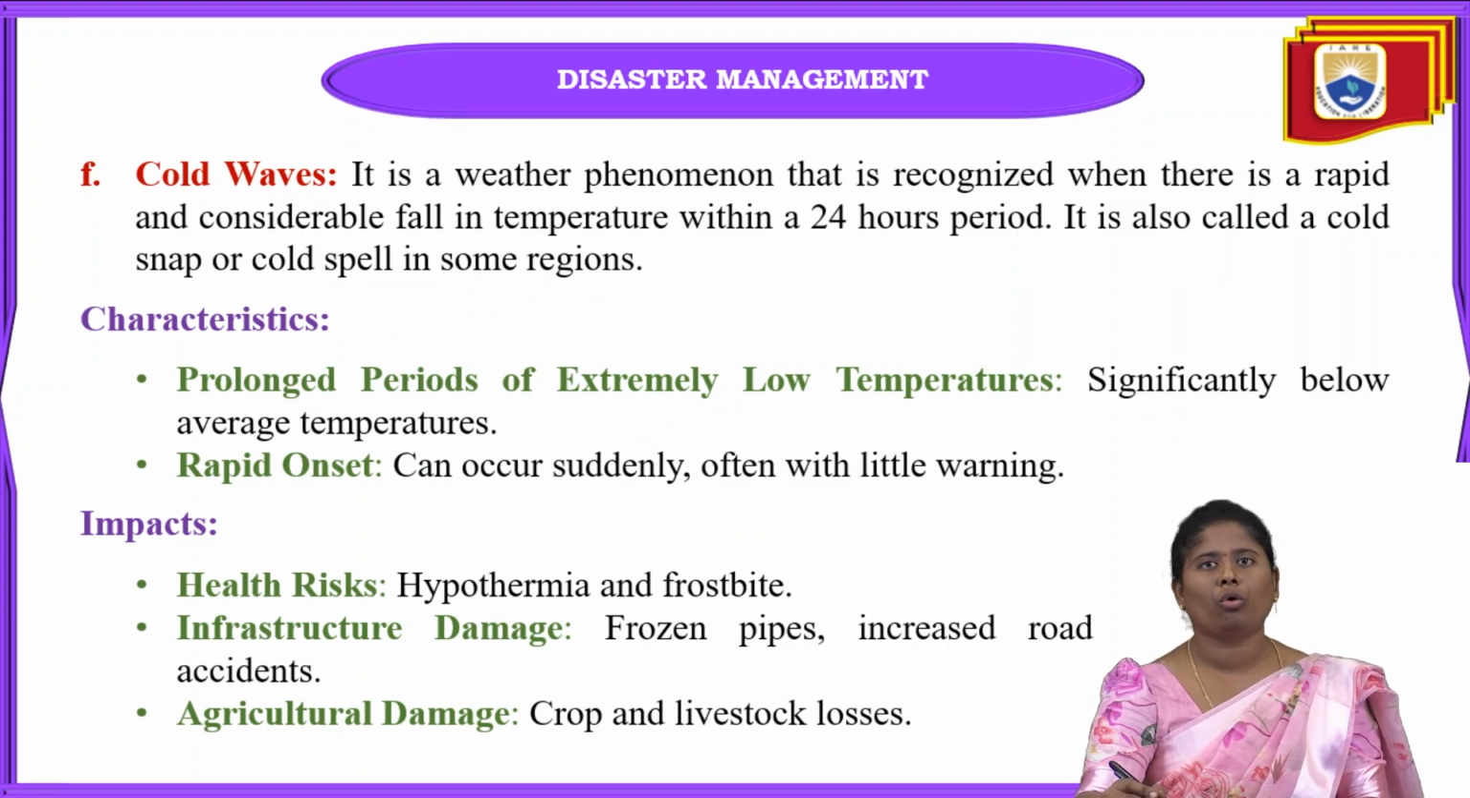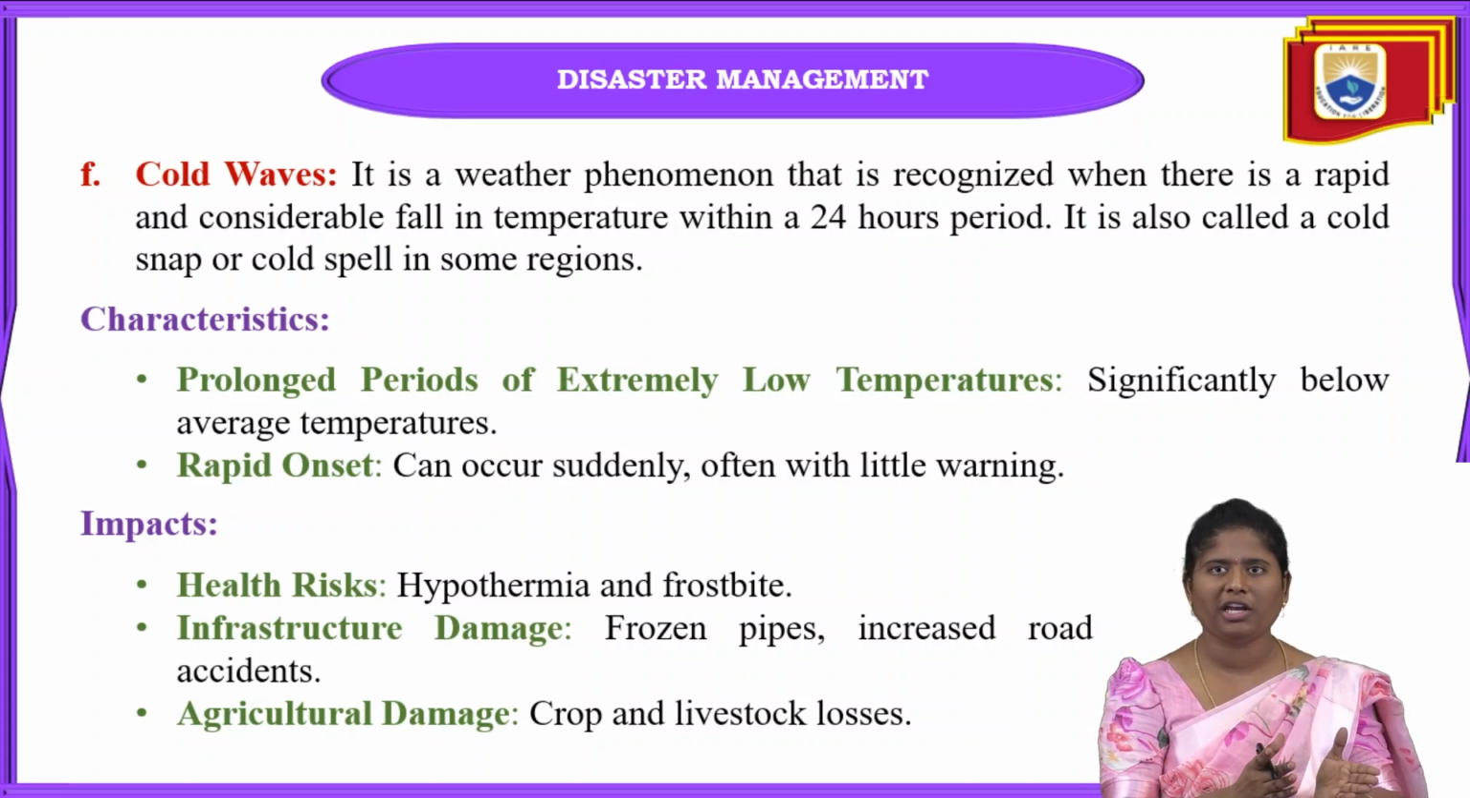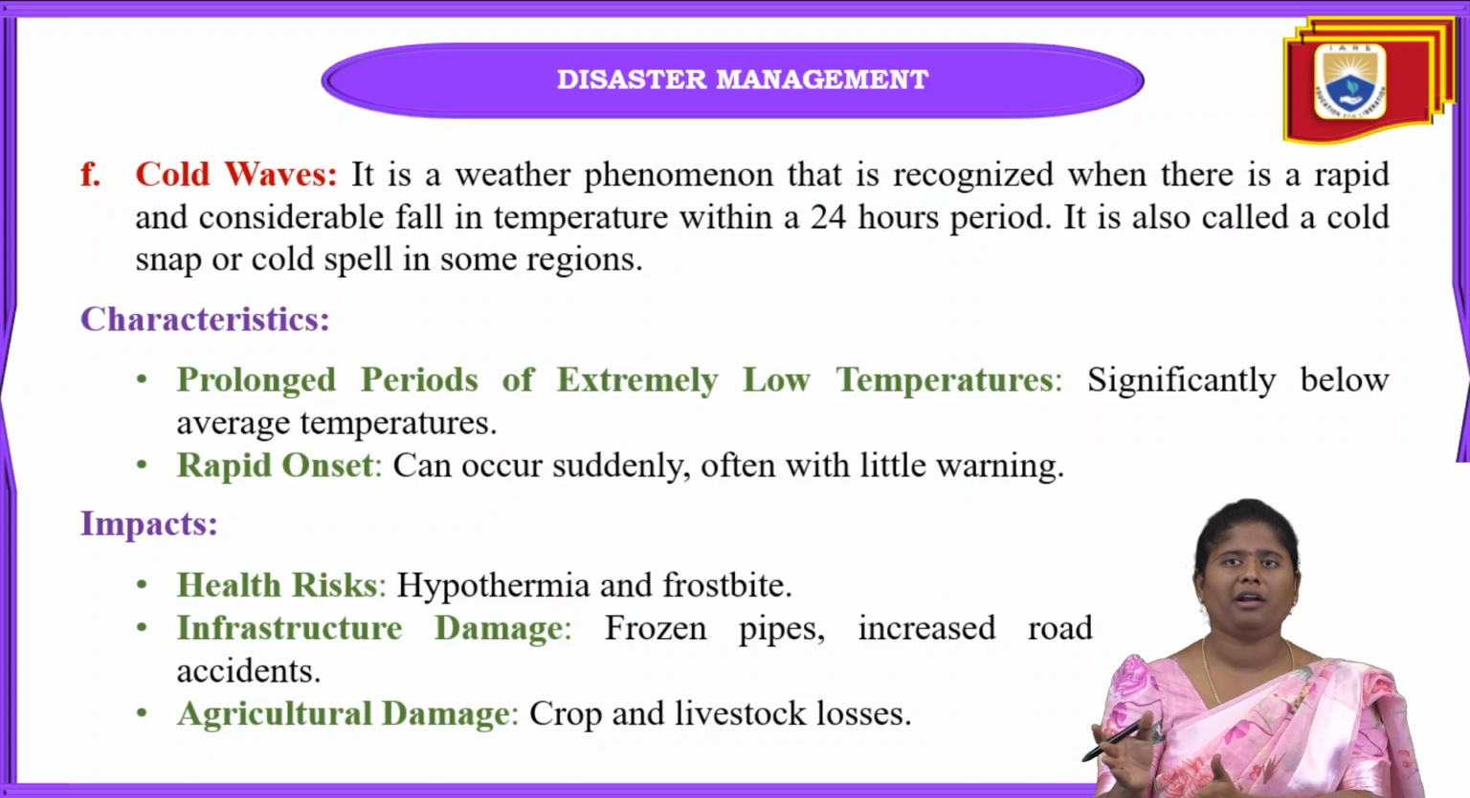Next one is cold waves. It is nothing but the phenomenon caused due to the cold climate. Within a fraction of 24 hours only, the overall climate is going to change. That is called a cold snap or cold spell in some regions. Why? Because within 24 hours, today it will be normal temperature and the next day it will be just like a cold wave.